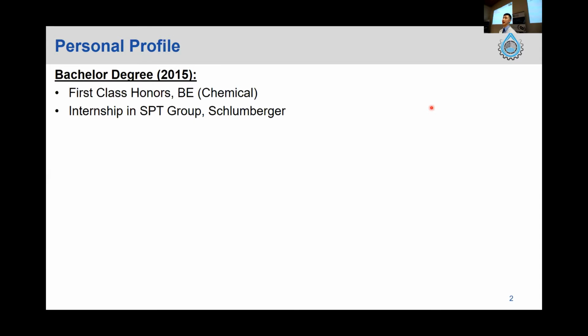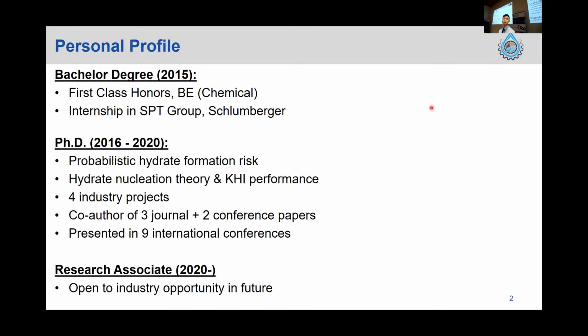I graduated as a Bachelor of Chemical Process Engineering at UWA in 2015. In my final year of study, I did an internship in SPD Group, Schlumberger. Back then, I started to learn how to use OLGA, and that's why I have been exposed to the field of flow assurance and gas hydrates. I was interested to do a PhD back then, hence I joined this project, probabilistic hydrate formation risk.